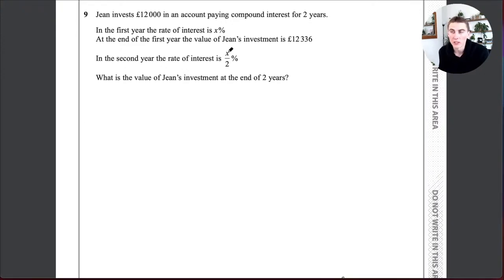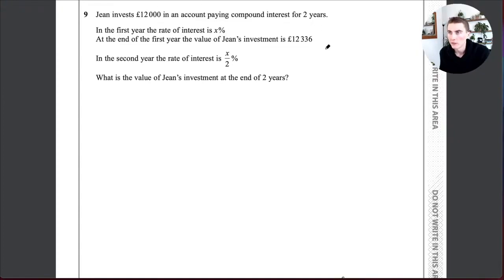The issue with that is that we don't know what the interest rate is, because we don't know what X is. So our first step is actually to calculate X. Whenever you do a question like this and there's a few steps, always break it down and think, what am I overall trying to do? And therefore, what is my first step going to be? So first step is to find the value of X.